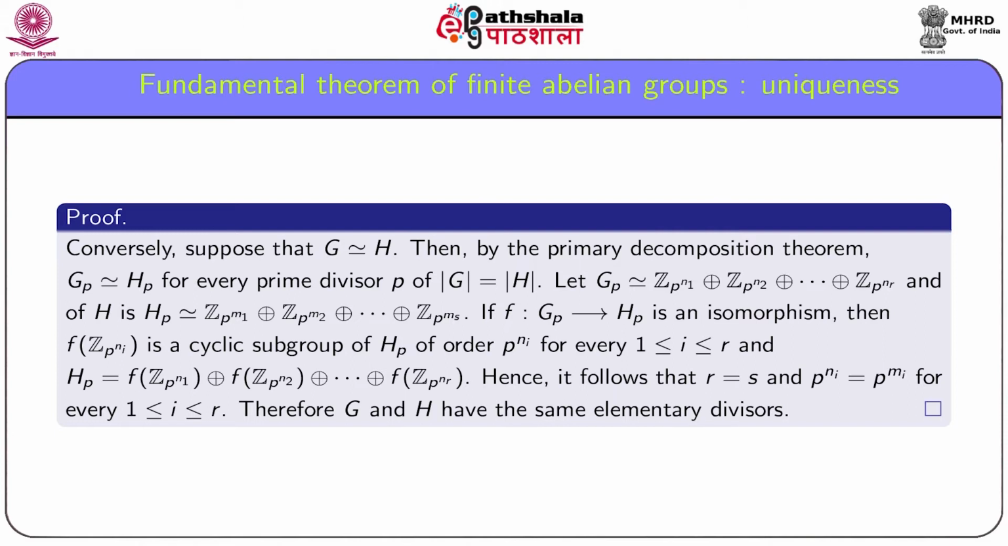Since both Gp and Hp are p-primary abelian groups, it follows that r equals s and p to the power ni is equal to p to the power mi for every 1 less than or equal to i less than or equal to r. Therefore, G and H have the same elementary divisors.